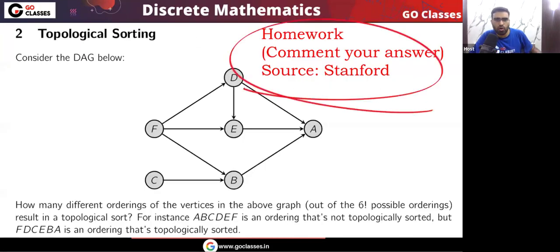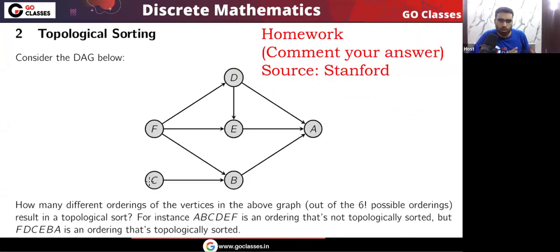Now, this is your homework question. Please pause the video, solve this question, and put your answer in the comment. The question is from Stanford. A directed acyclic graph is given to you, and the question is asking how many different topological orderings there are. Write your answer in the comment. Now let's move on.